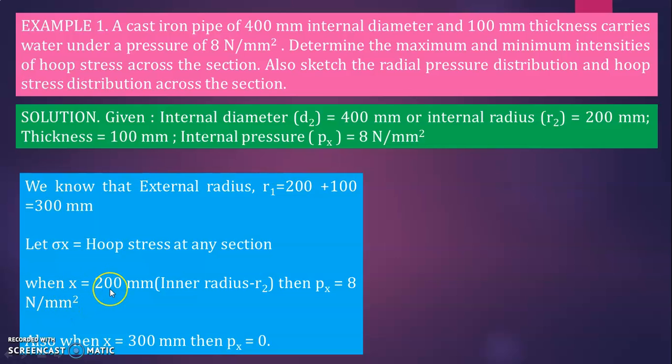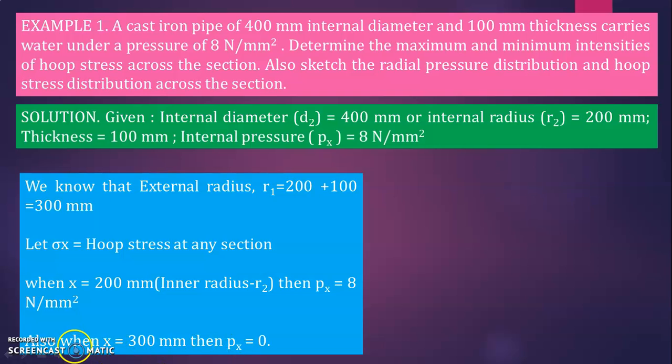Now let us assume, when the inner radius x is equal to 200 mm, you can consider R2 also, no problem. When internal radius is R2, equal to 200 mm, then pressure is 8 Newton per millimeter square. That is given here. So what about the outer pressure? Outer pressure I have given in the note, that is always equal to 0, right? Outer pressure is equal to 0.